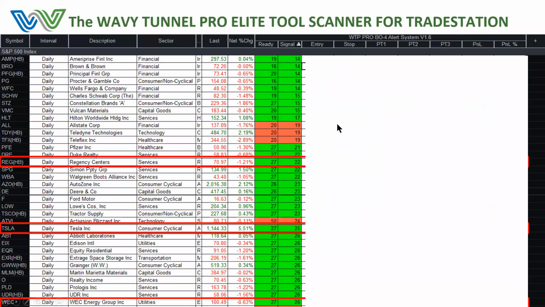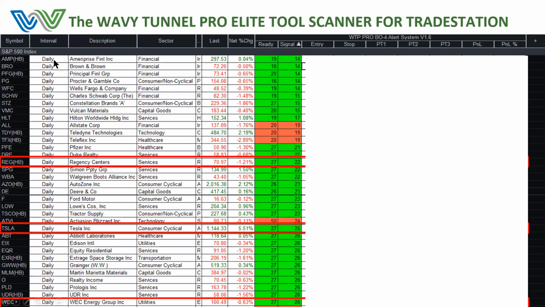So this is the scanner where I found the other 3 trades, the Regency Centers, the Tesla, and the WEC Energy. Now I just picked 3. This is a daily scan. I'm going to show you the scan that I did Monday night. I wasn't able to print it off today. Sorry about that. But let me just show you how this works.